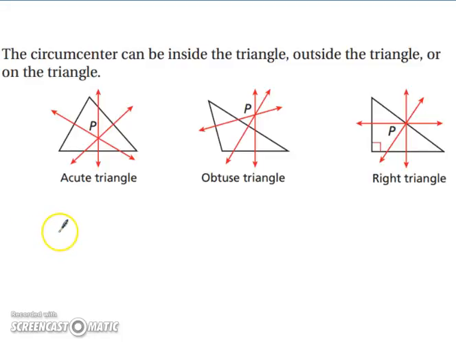The circumcenter can be inside, outside, or on the triangle. If you have an acute triangle, it's going to be inside the triangle somewhere. If you have an obtuse triangle, it's going to be outside the triangle. And if you have a right triangle, it will actually sit right on the triangle's hypotenuse.